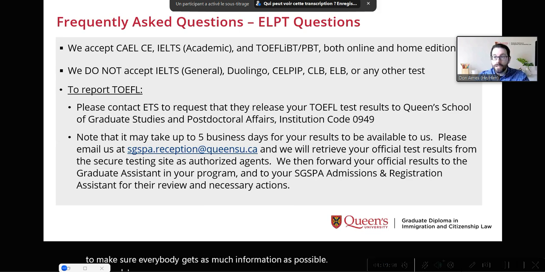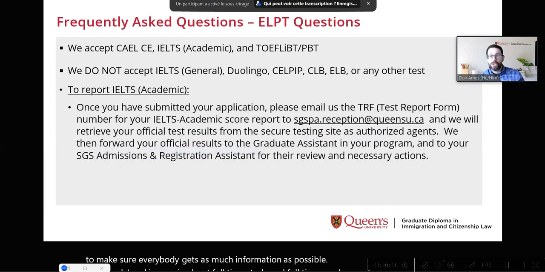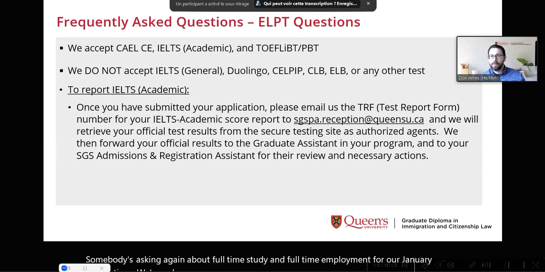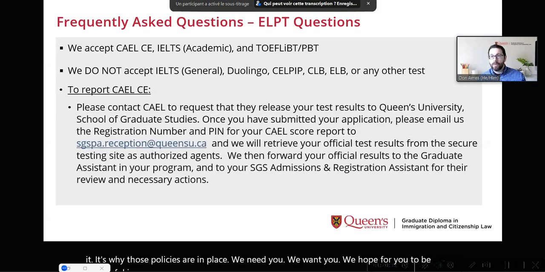Somebody's asking again about full-time study and full-time employment. For our January applications, we're only accepting full-time applicants, so that is a hard no for full-time employment. You can indicate that you are going to take time off work during your studies and go back to it, or you're going to reduce down to part-time. But again, it's a very time-consuming, intensive program. Many students have tried and many students have had to withdraw because they just can't do it. It's why those policies are in place. We need you. We want you. We hope for you to be successful in our program. And that's the only way we're going to move forward with any January applications.